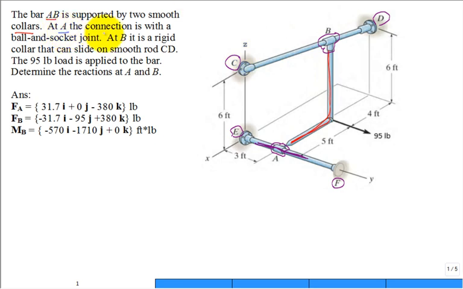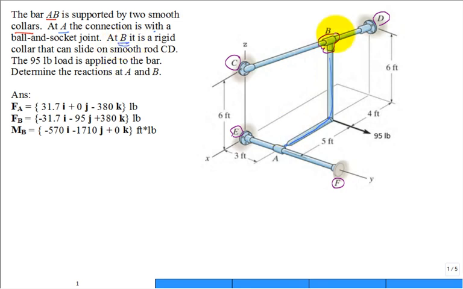At A, the connection is with the ball and socket joint. So we focus on A down here. We're going to cut through and do a free body diagram, so that ball and socket joint will be a very important feature. Let's continue to read.